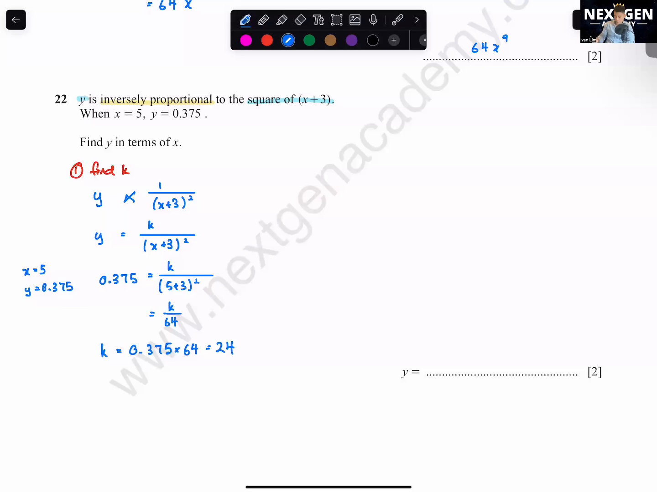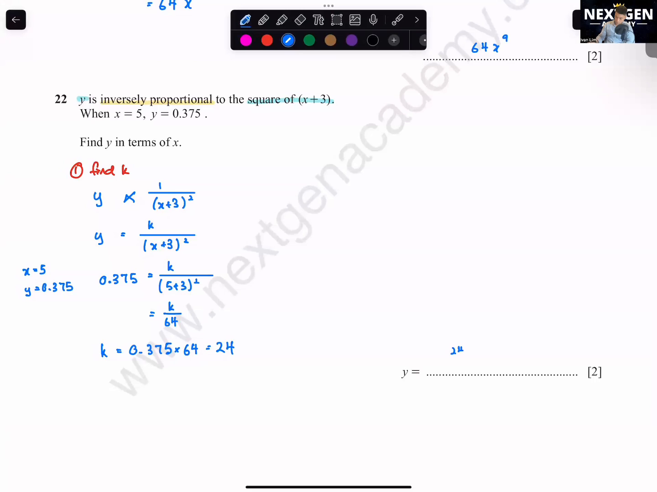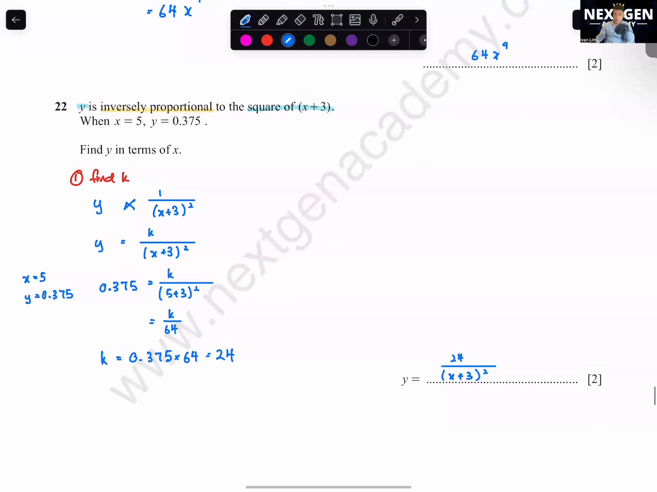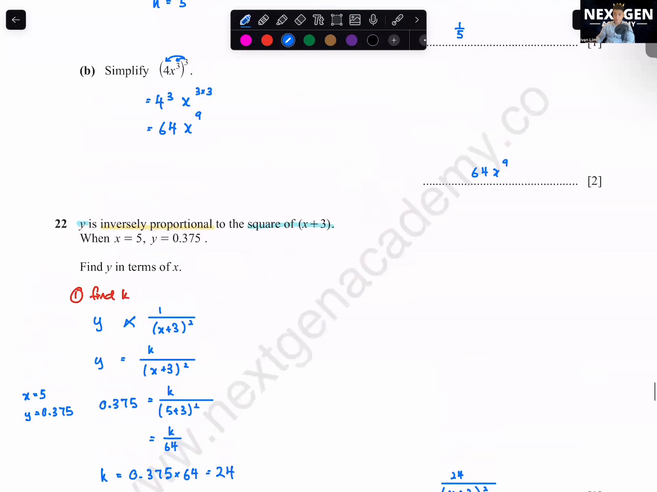Okay, normally actually they will continue on by asking you to find another, like, therefore find x when, or find y when x equals to 20. Okay, but this one they just ask you to find y only. So you just need to find your k value first. So k, we substitute it in, will be 24 over (x plus 3) squared. 21a, 1 over 5. Answer is 1 over 5.